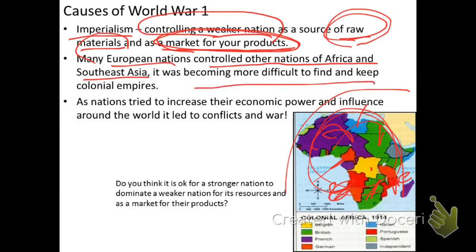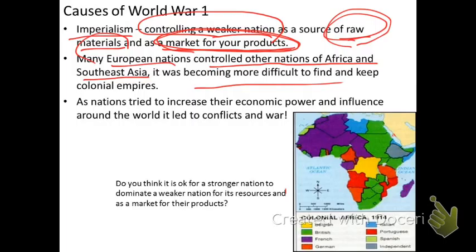And it was becoming more and more difficult to find and keep these colonial empires because a lot of the land had already been taken, had already been claimed, had already been colonized by other European powers. And they weren't going to allow you to take it away from them, at least without a fight. So this creates a lot of anger, a lot of animosity, a desire to go out and find new territories to control. Why? We're looking for raw materials and markets for our goods.